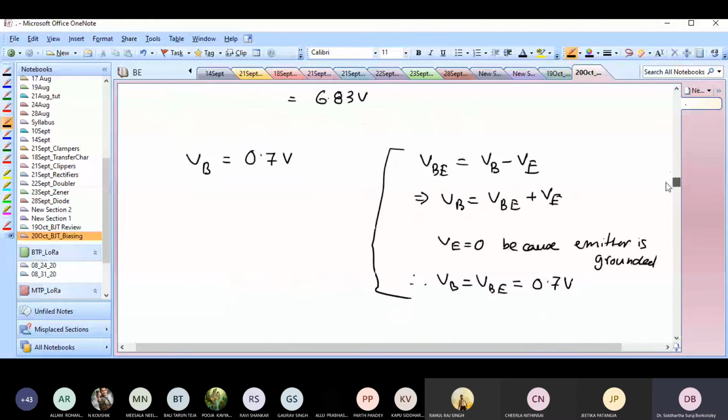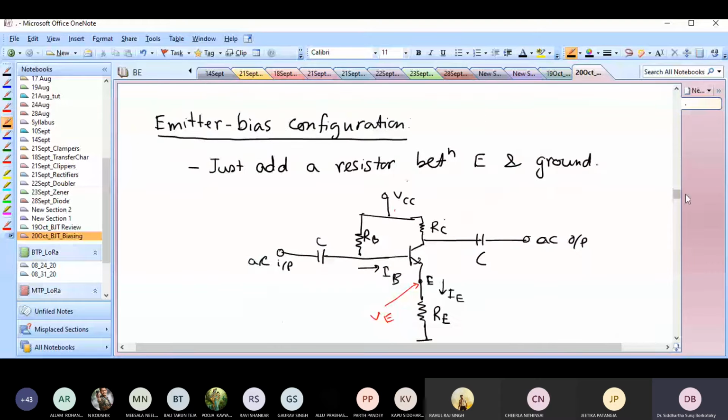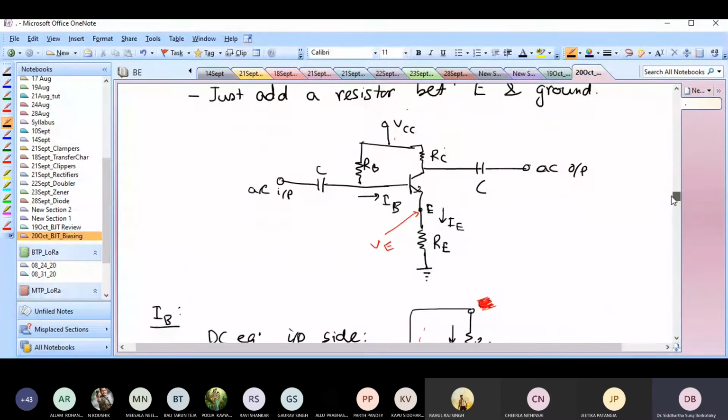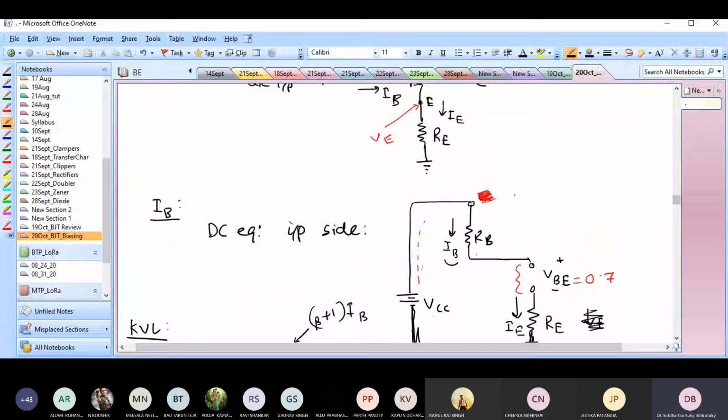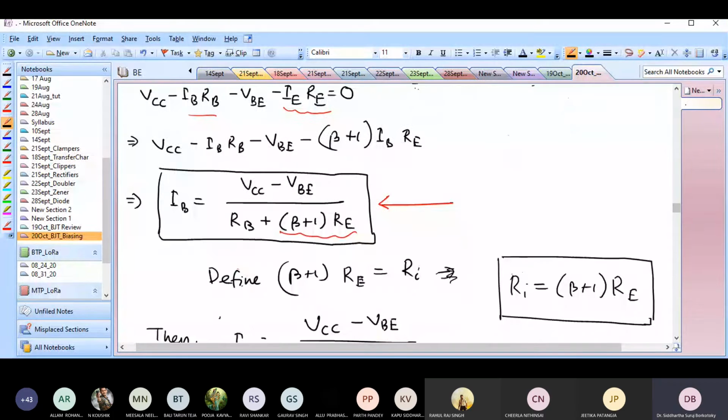So one possible improvement to the fixed bias configuration is this emitter bias configuration, where we just add an extra resistor to the emitter. Between the emitter and the ground, I add this extra resistor RE. And then we saw that if I do the input side analysis, finally we can show that IB, the base current, is equal to (VCC minus VBE) divided by (RB plus (beta plus 1) RE).